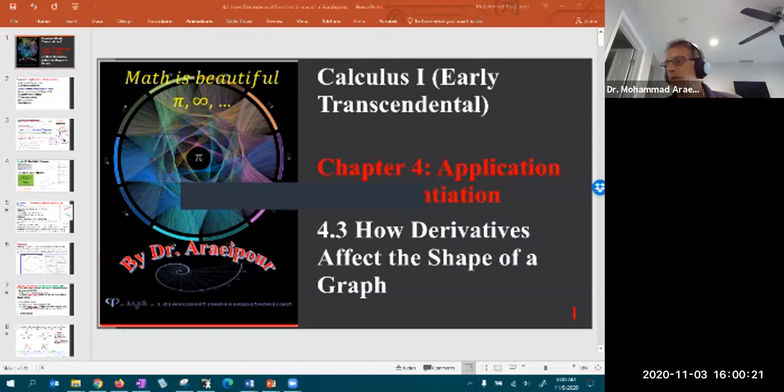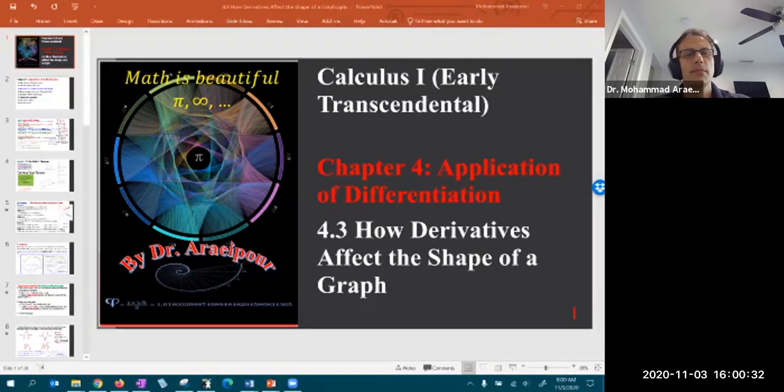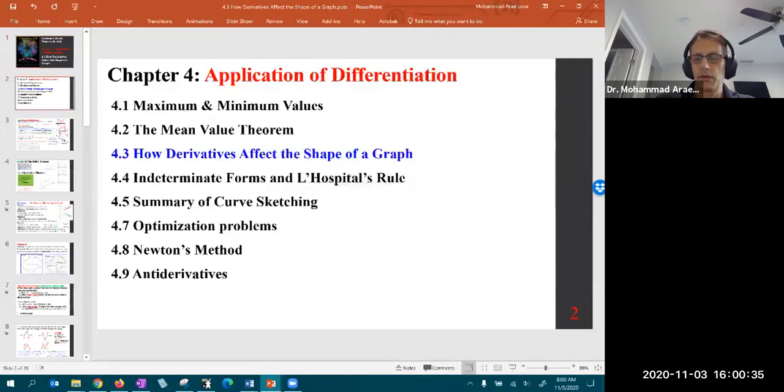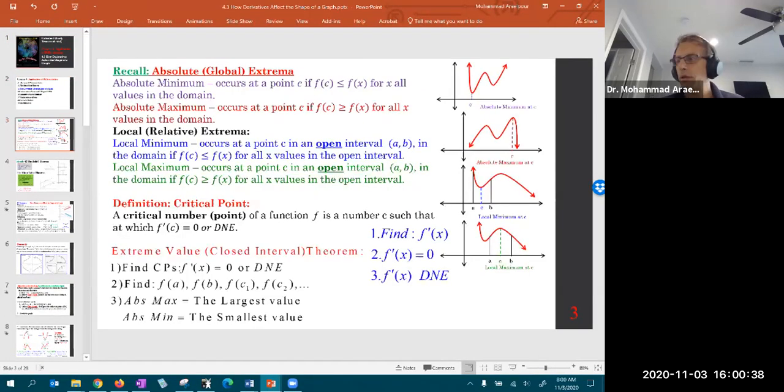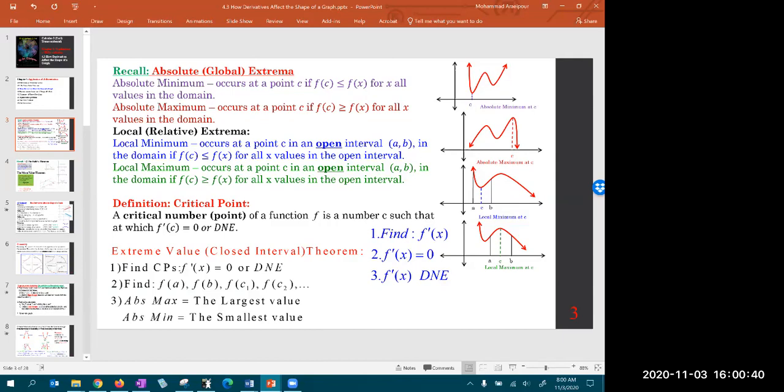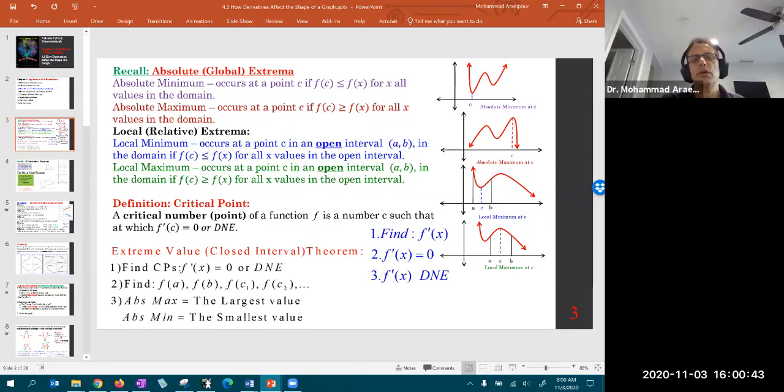Good morning, class. We are looking at section 4.3, how derivatives affect the shape of a graph. First, the definition of absolute and local extrema. In the case of absolute, it works in the entire domain, that it's the largest or smallest value of y. In the case of a local or relative, it pertains to simply an open interval.